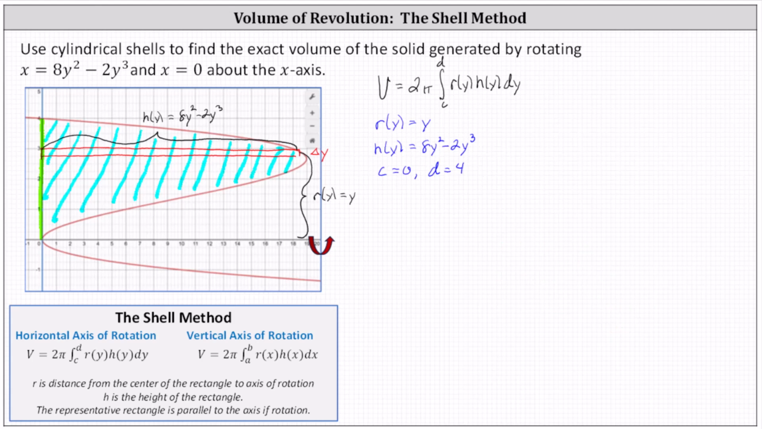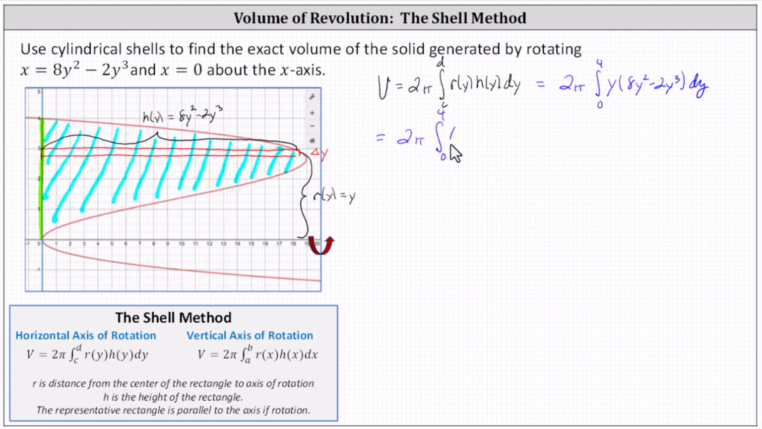So putting all the pieces together, in our case, the volume V is equal to 2 pi times the integral from 0 to 4 of r of y, which is y, times h of y, which is 8y squared minus 2y cubed dy. Before we determine the antiderivative, let's distribute the y, which gives us the volume V is equal to 2 pi times the integral from 0 to 4 of 8y cubed minus 2y to the fourth dy.